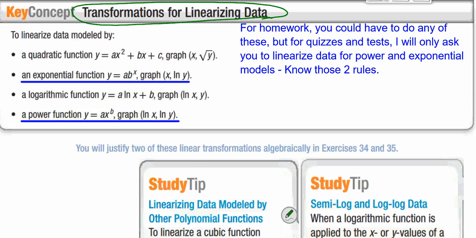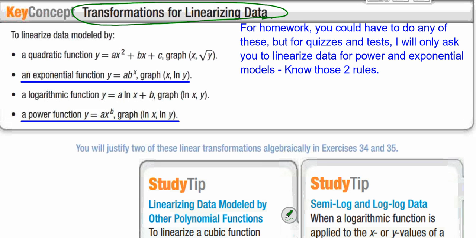If it's logarithmic, y equals a ln x plus b, we would change just the x to the ln of x, comma, and y. And then the second one that you have to know is the power function, and that's y equals ax raised to the b power. And then we change the x and the y into the ln of x and the ln of y.